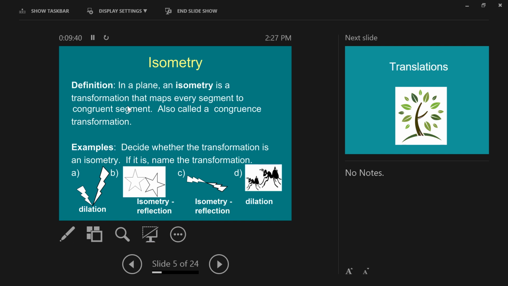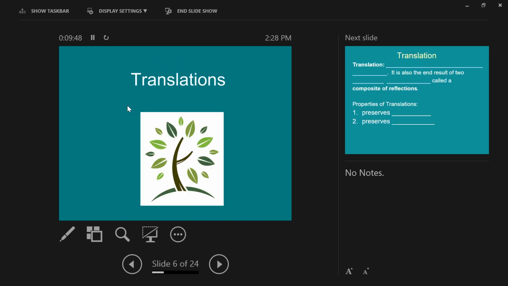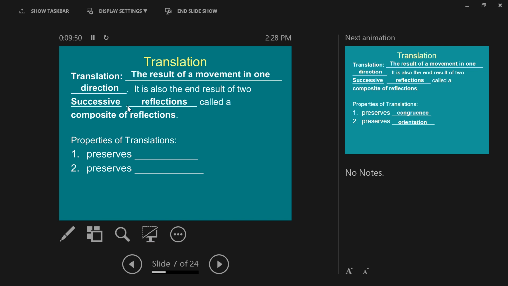Alright, so now we're going to specifically talk about translations, which is the one we said where we're just sliding, right? Okay, so for translations, our definition is that it is the result of a movement in one direction. Okay, so on the front page we said it could move over here or maybe move diagonally, right? It's just going to move some way. It's also the end result of two successive reflections. Successive just means one after another, right? And this can be called a composite of reflections.